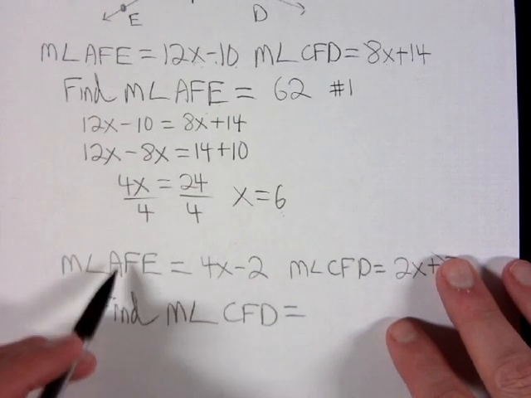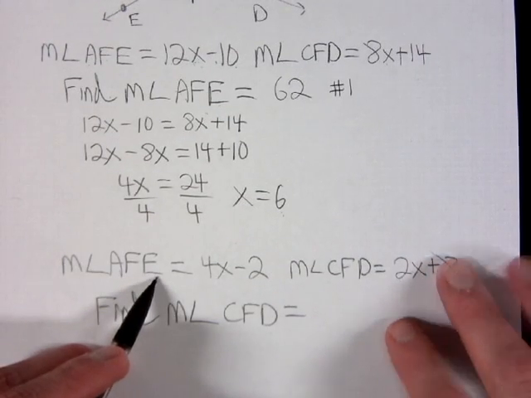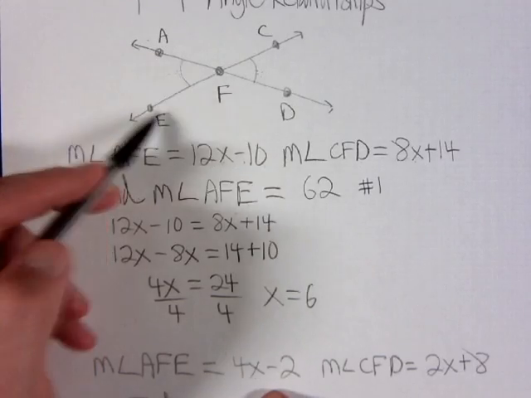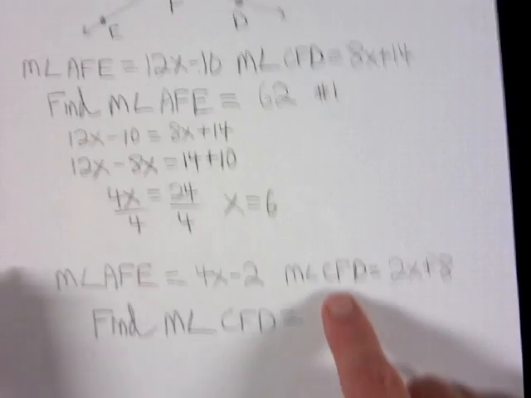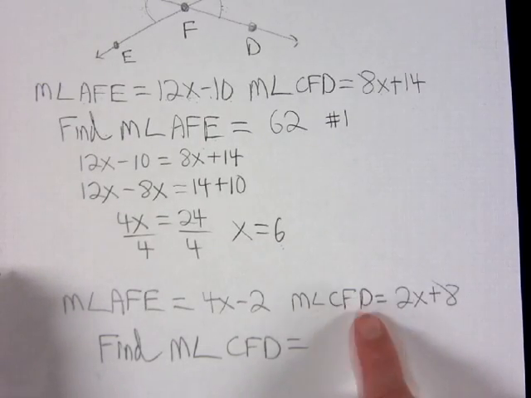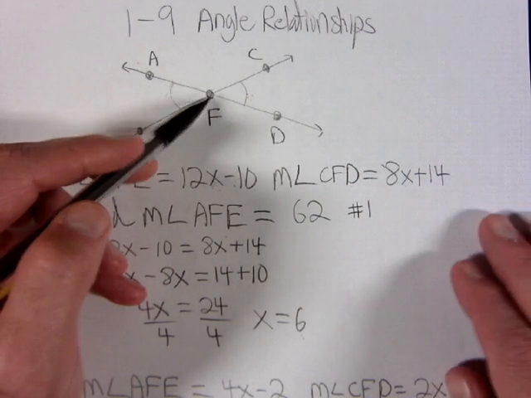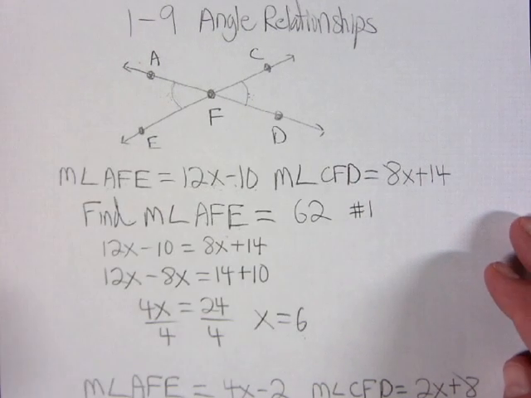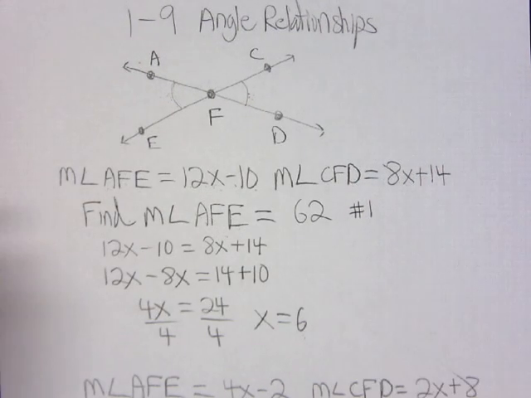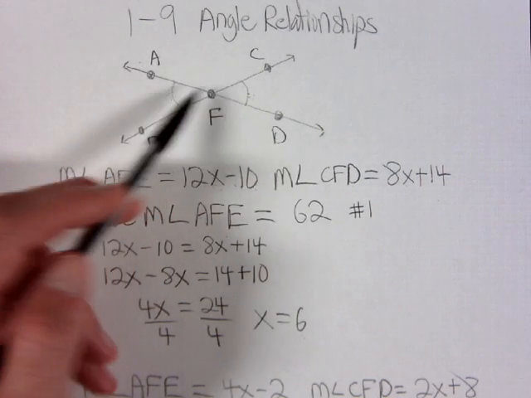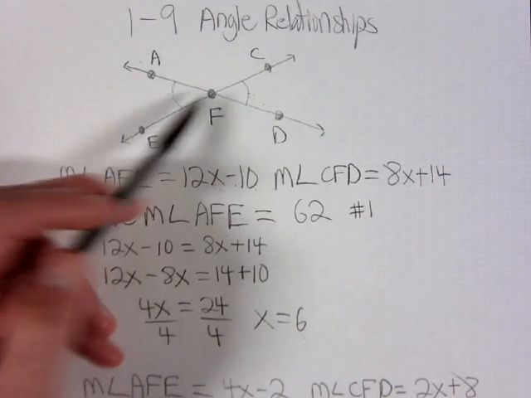Let's look at the next one. So on the next one, they give me AFE. So let's figure out where that is. AFE, that's the same angle. And the next one they give me is CFD. CFD, also the same one. And so these two, once again, are vertical angles.